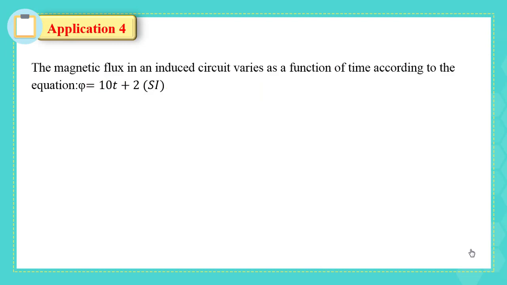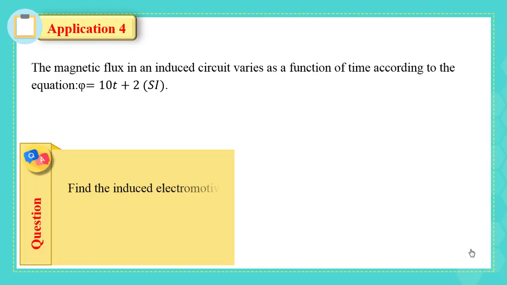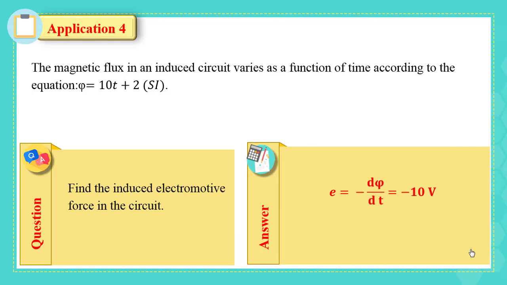Application 4. The magnetic flux in an induced circuit varies as a function of time according to the equation phi equals 10t plus 2 in SI units. Find the induced electromotive force in the circuit. According to Faraday's law, E equals minus d phi over dt, so it is equal to minus 10 volt.